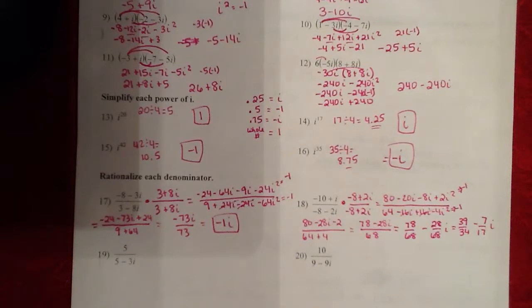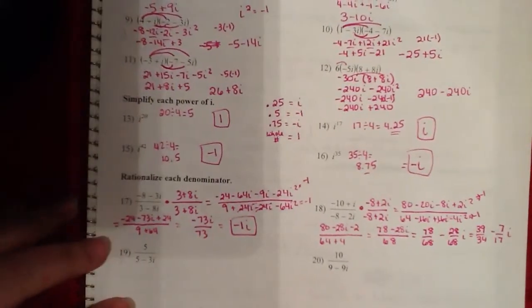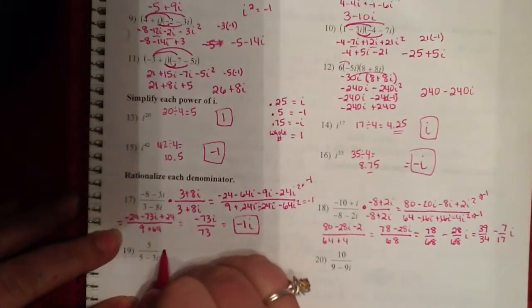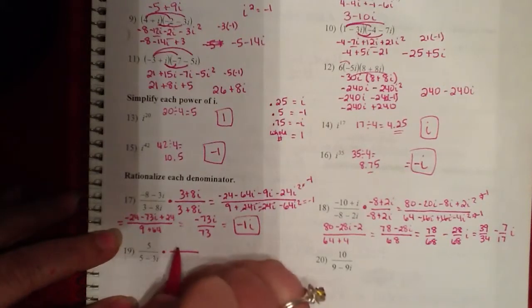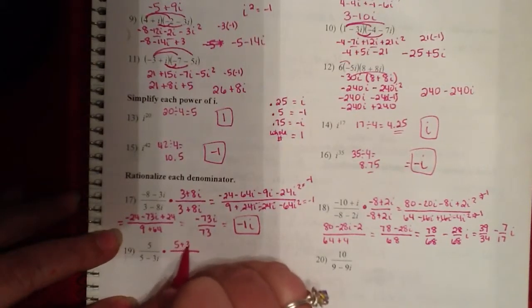Okay, just two problems left on our rationalizing the denominator. We're going to continue in the same vein, finding the complex conjugate. What do you see as the complex conjugate? I really hope you saw that it was 5 plus 3i.